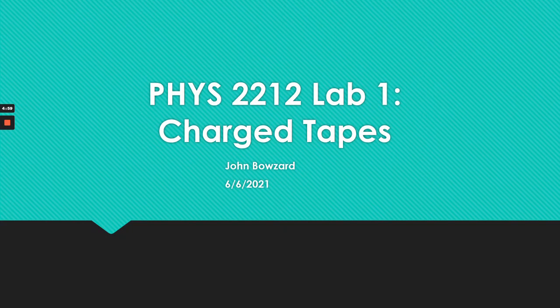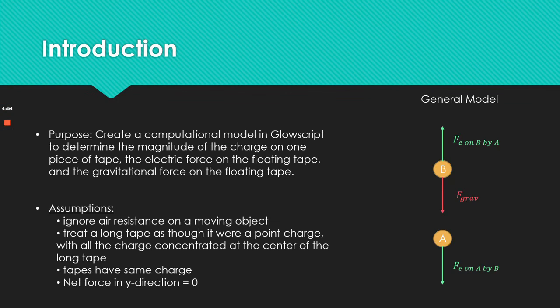Hello, my name is John Bozard, and this is my Physics 2212 Lab 1 on charged tapes. The goal of this lab is to create a computational model through Glowscript that calculates the charge of one piece of tape and the magnitudes of the electric and gravitational forces on the floating tape.